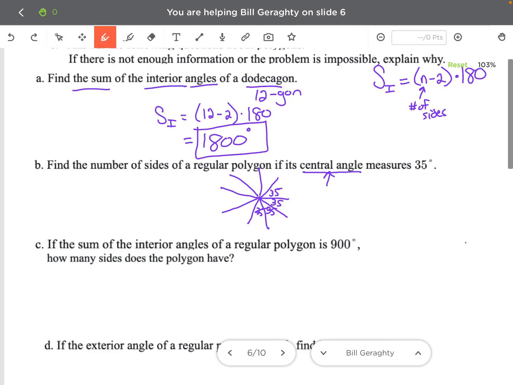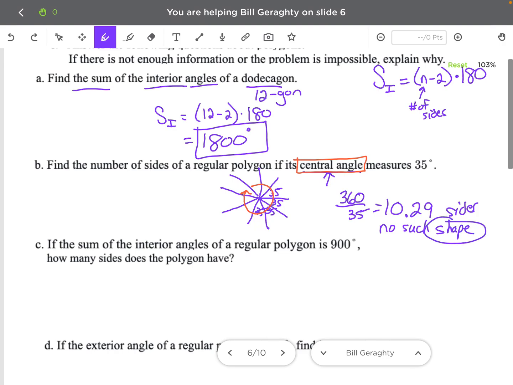And again, if that's something you want to put in your cheat sheet, those central angles always are going to add up to 360. So they're asking me how many 35-degree angles will we need? So I would do 360 divided by 35. And let's go ahead and do that. Of course, my calculator is not working right now. 360 divided by 35. And it tells me I would need 10.29 sides. And there is no such shape.